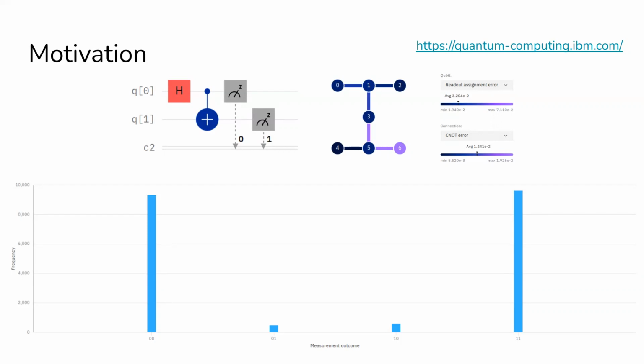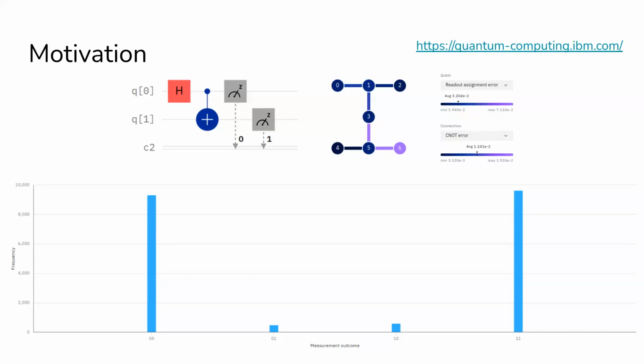So does anyone have an idea why this is? Yes. Noise. Yeah, that'll be a sufficient answer for now. So noise can manifest in many ways. This can be due to measurement errors, it can be due to gate errors, and various things. And at the fundamental level, these are due to interactions with the environment, unintended interactions.